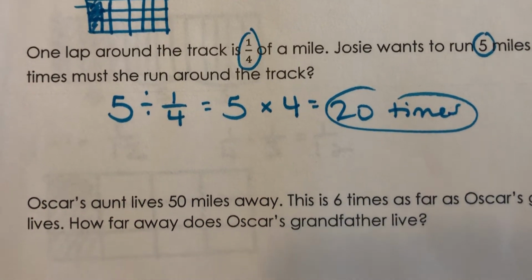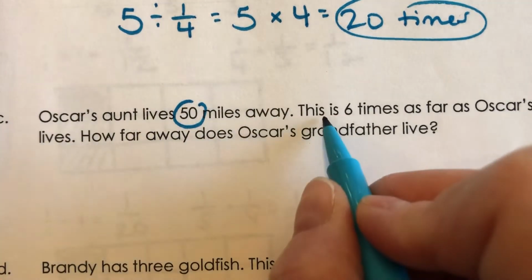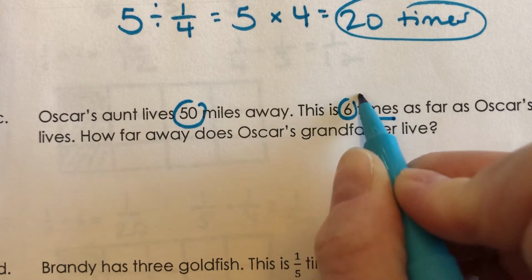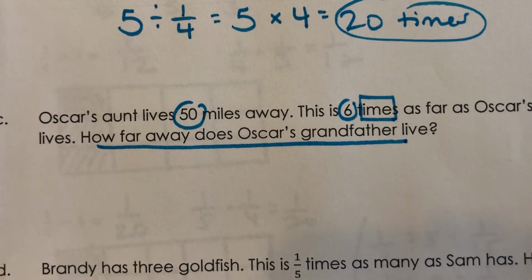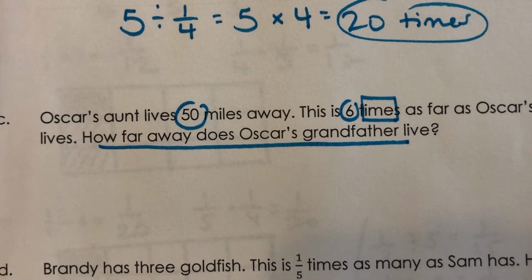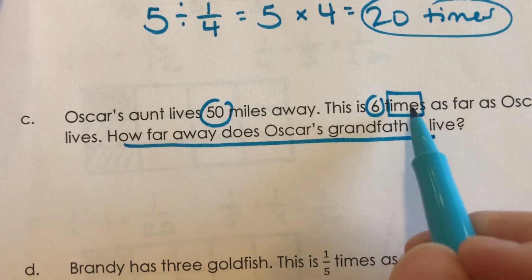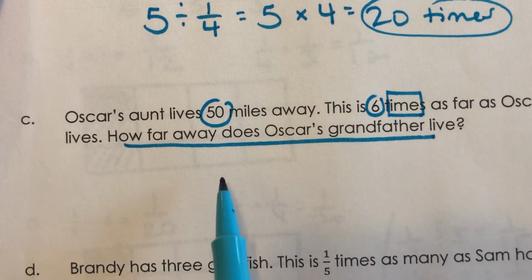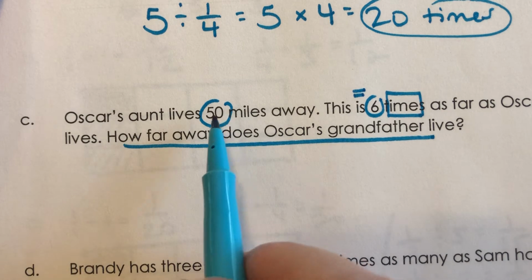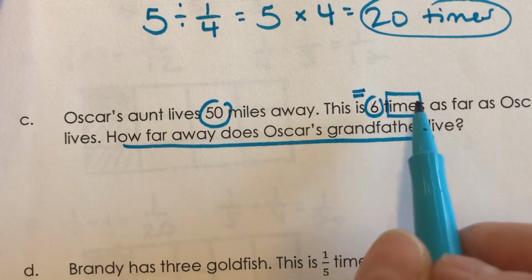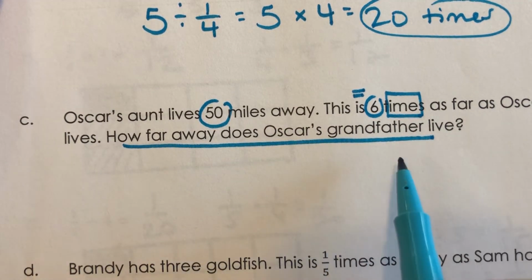All right, letter C. Oscar's aunt lives 50 miles away. This is 6 times as far as Oscar's grandfather lives. How far away does Oscar's grandfather live? Okay, now this is a little bit different. Oscar's aunt lives 50 miles away, and it says this is 6 times how far Oscar's grandfather lives. So whenever you see the word is, that means equals, right? So Oscar's aunt's 50 miles is 6 times as far as Oscar's grandfather, and it wants to know how far Oscar's grandfather lives. So we don't know.